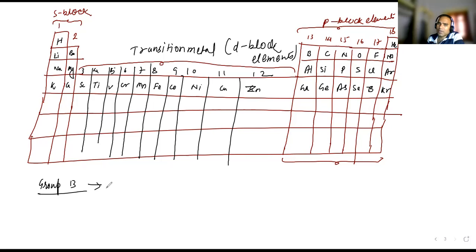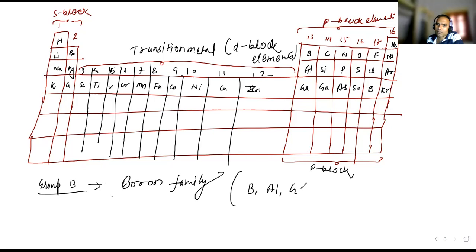Group 13 is called the boron family. They all come into the P block. If you are memorizing, the elements are boron, aluminum, gallium, indium, thallium. This much detail is not required, but you can write down the symbols. These are the elements there.